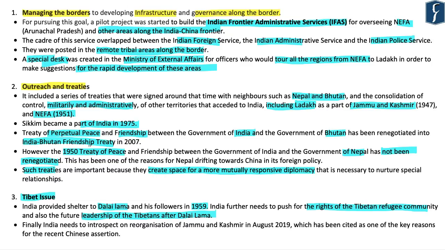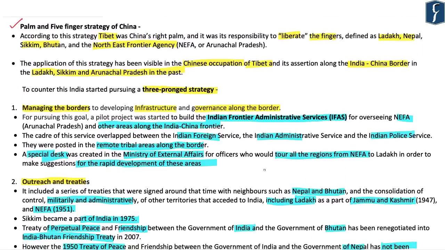Last but not the least, the author is of the opinion that India needs to introspect on the reorganization of Jammu and Kashmir in August 2019, which has been cited as one of the key reasons for the recent Chinese assertion in the Galwan Valley. Hence, in conclusion, the author says that there is a need for the current government to learn from the past strategies that India has followed, which necessarily involves focusing on the five fingers of China, that is Ladakh, Nepal, Sikkim, Bhutan and the Northeast Frontier Agency.